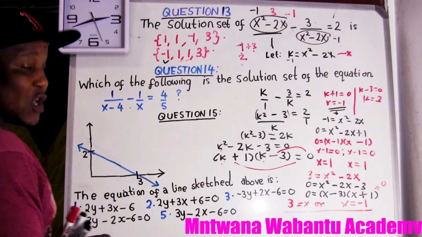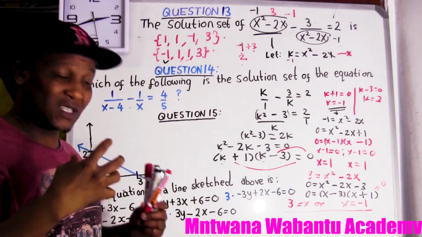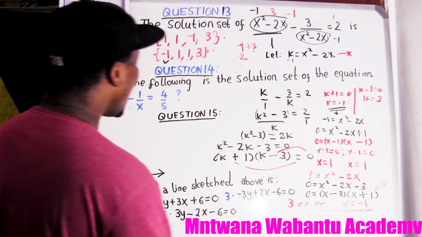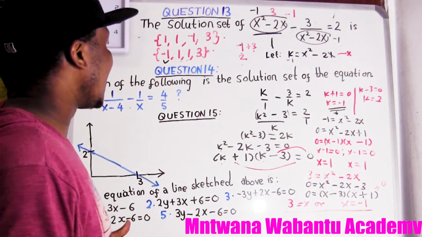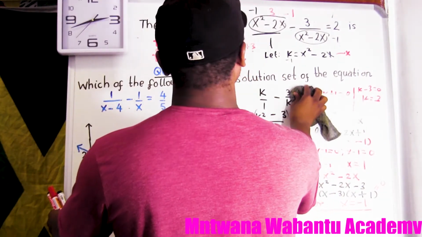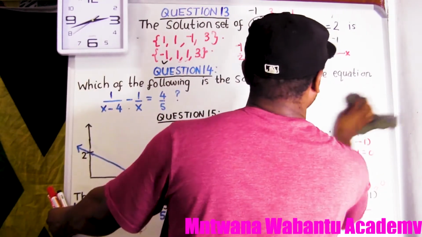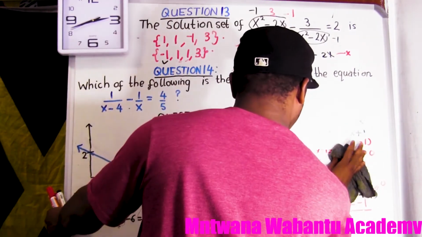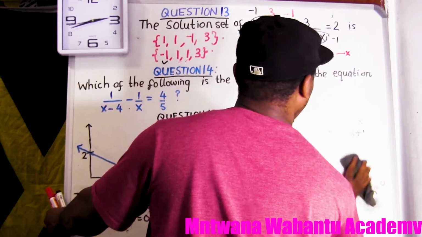Now you go for 3. You have to test to see if it's a solution. Even 3, when you test, is going to give you the right answer. Let's make some space here and test for 3 quick.